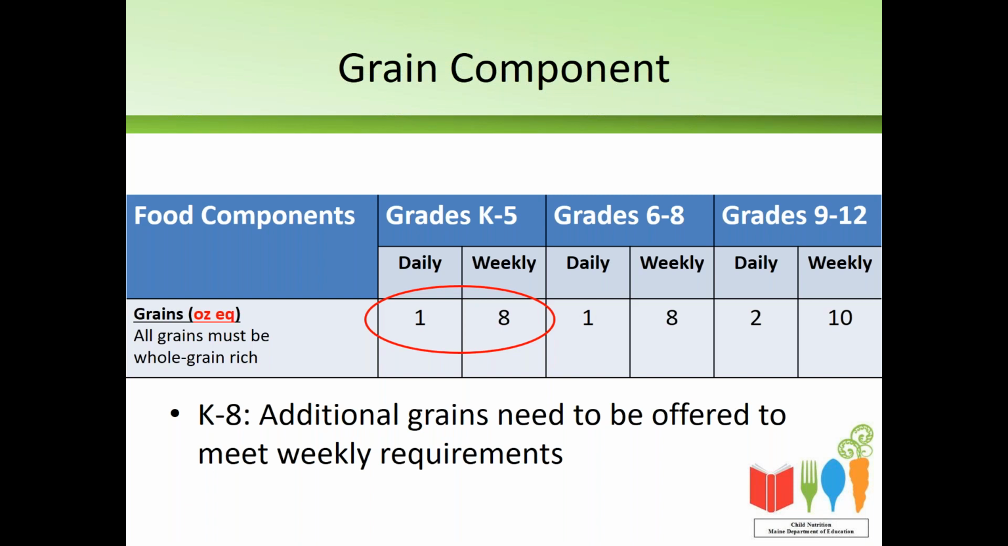Next, we're going to move into the grain component. So if you look under the grades K through 5 column, you'll notice that the minimum daily grain requirement is 1 ounce, but the weekly requirement is 8 ounces. Therefore, you must offer more than 1 ounce on some days of the week to reach your 8 ounces by the end of the week. So we typically recommend offering 2 ounces of grain each day across all age groups to make sure the minimums are covered for everyone. And it just helps simplify menu planning, and you can make sure that all grades are covered.